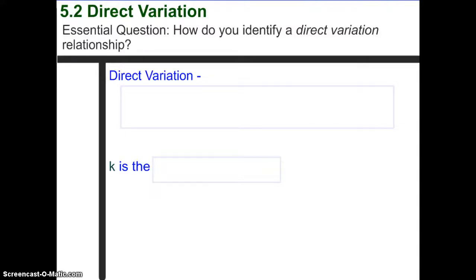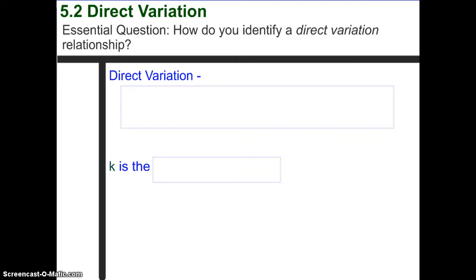Welcome back for 5.2, direct variation. One of the things that I'm excited about for at least direct variation is that we worked pretty well with it last year, and so I'm confident that we'll be able to, at least on a basic level, have it right off the bat. So your essential question for the day: how do you identify a direct variation relationship?